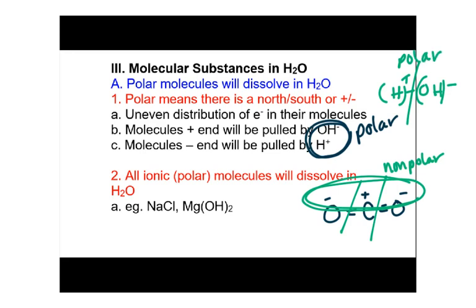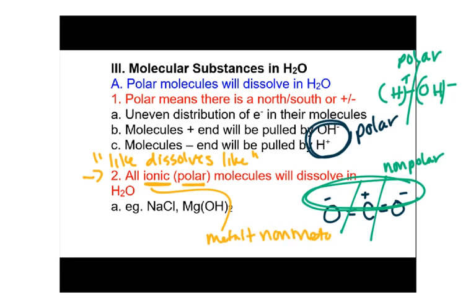So here where it says all ionic compounds will dissolve in water, all polar compounds, this is the like dissolves like rule. So if I'm polar, I can dissolve in a polar substance like water. If I'm non-polar, I can dissolve in a non-polar substance like hexane. And remember, all ionic molecules are polar, and ionic is a metal plus a non-metal. We learned that in the other notes. So here sodium is a metal, chlorine is a non-metal, so it's ionic, so it can dissolve in water.